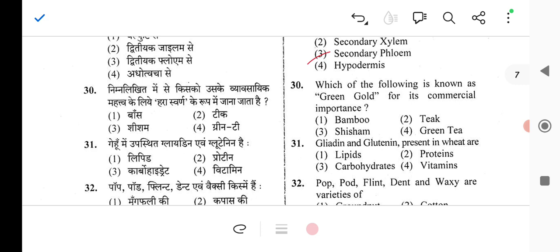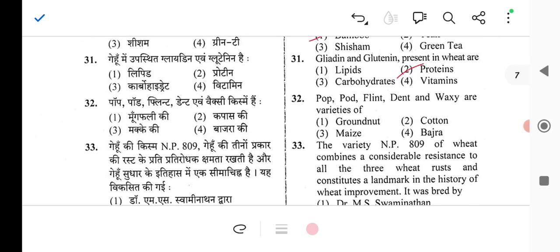Next is which one of the following is known as green gold for its commercial importance? It is bamboo. Next is gliadin and glutenin present in wheat are proteins. Next is pop, pod, flint, dent and waxy. They are the varieties of maize.